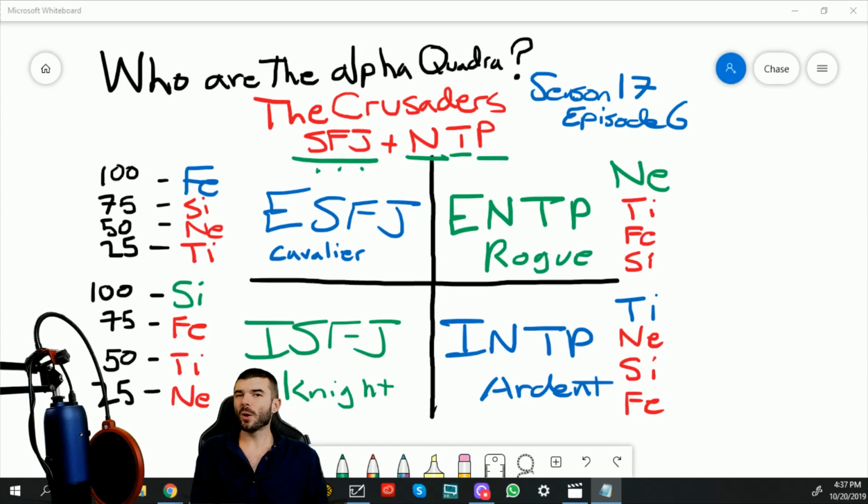What is the purpose of the alpha quadra? What's the point of them? And why is it necessary to know them? Like we just said, it's important to identify a person's quadra, because if you're typing them from a type grid standpoint, you can eliminate 12 of the 16 types off of the type grid, and then get them down to just 4 types basically. And you can see examples of me doing this in the How to Type live streams, but I haven't exactly explained how I arrived at those conclusions until now. And this is why we have season 17, episode 6.